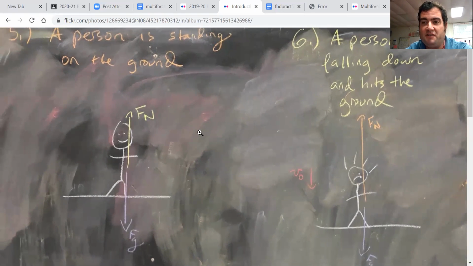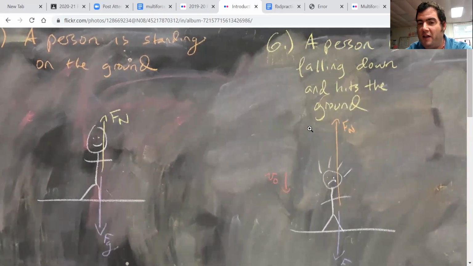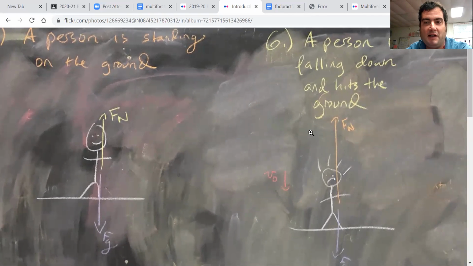So there must be a bigger upward force. That's why it doesn't hurt to stand on the ground. The normal force there is just equal to your weight. But if you fall and hit the ground, it does hurt because the ground is pushing you with more of a force to bring you to rest.